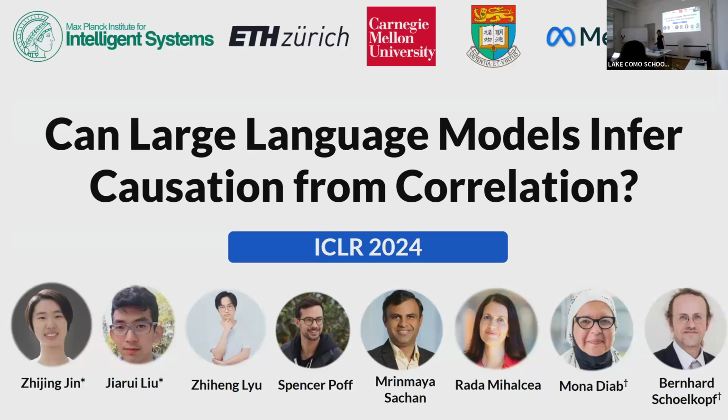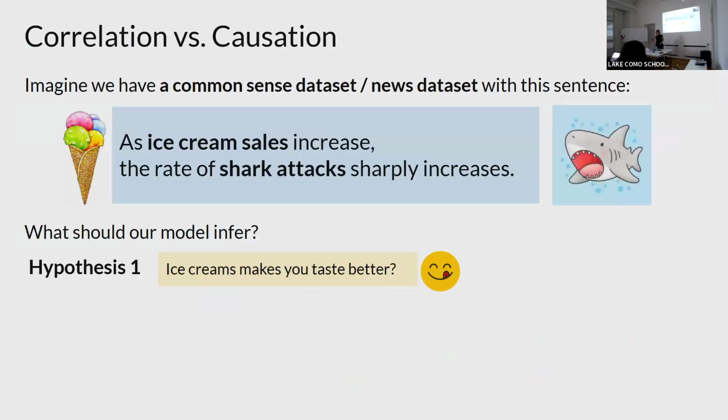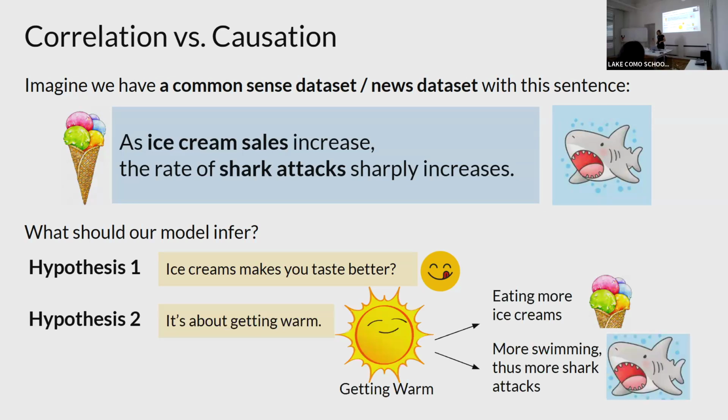In the first paper, we look into whether language models can infer causation from correlation. And we just put some examples to confuse it, or you can get something from maybe a common sense dataset or models reading a news dataset. It sees that as ice cream sales increase, the rate of shark attacks also sharply increases. So should it infer the hypothesis that ice cream makes swimmers taste better? Or taking one step further, saying that it's all about getting warm, and people feel hot, so they eat more ice cream, and they go swimming, and there are more shark attacks.